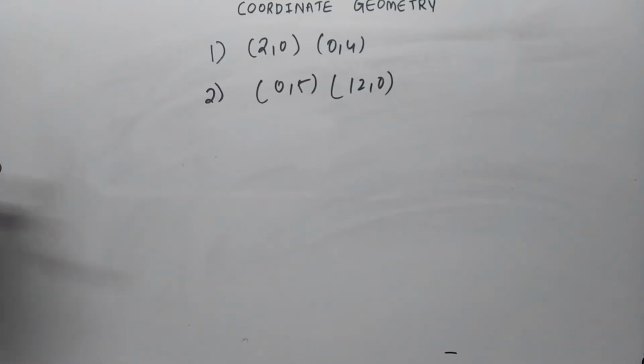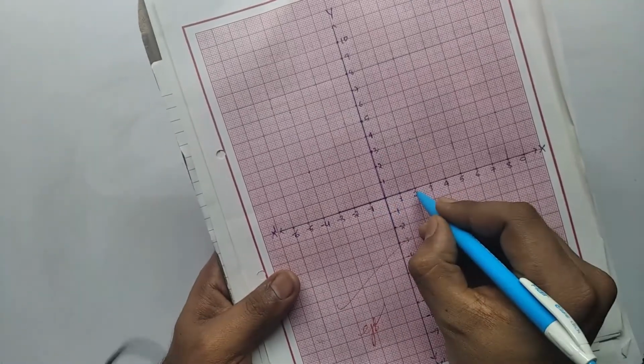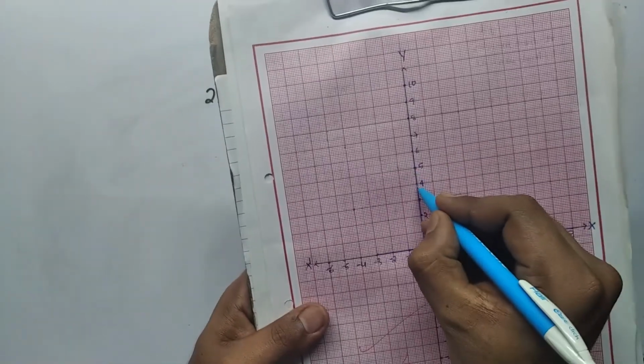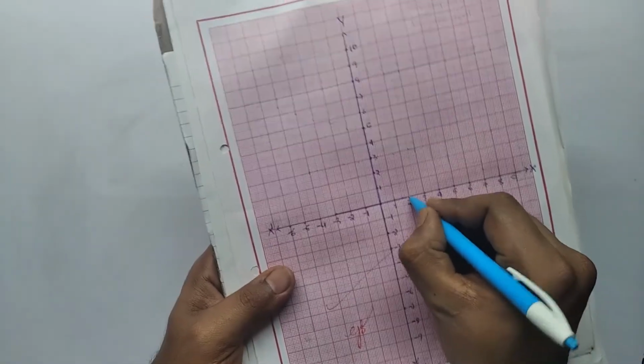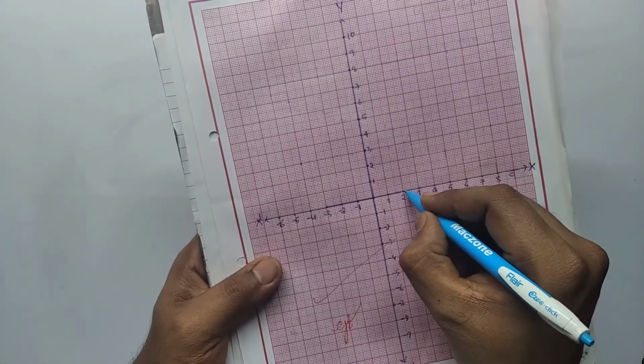So what we need to do is, suppose I plot these points on the graph. The first point is 2 comma 0, the second one is 0 comma 4. So this is 2 comma 0, this is 0 comma 4. We need to find the distance between these 2 points.